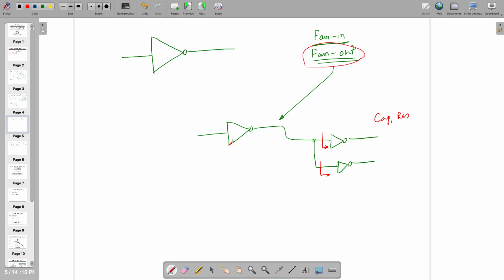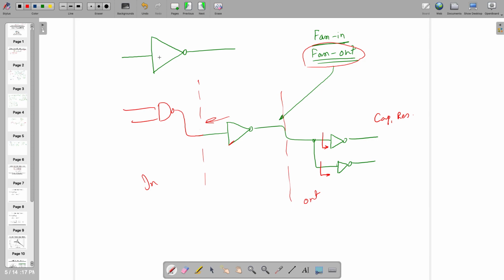Similarly, whether this inverter can be connected after some of the gates like this, is it possible or not? That is also fan in, because it's at the input side, while this is at the output side. So this is the easiest definition to find out whether they can drive it or not, right? Okay. So this is fan in and fan out. That is what he was talking about, right?